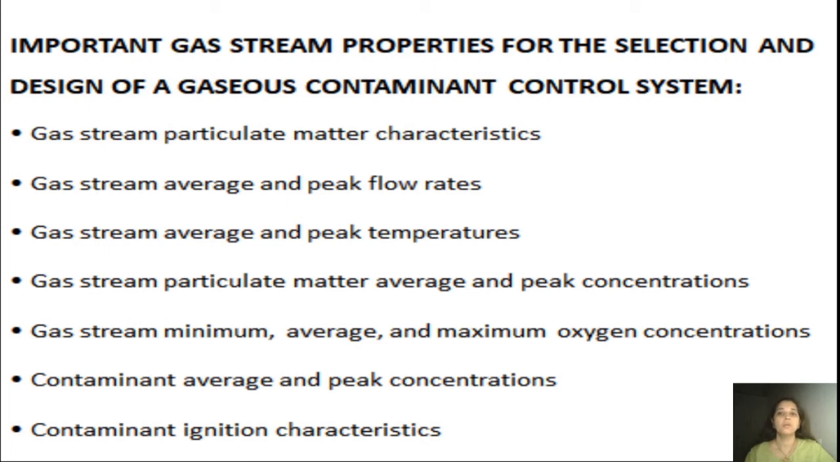So now, when you are going to design a gaseous contaminant control system, there are a few important points or properties to be considered when you are going to design the system for 100% efficiency, or maximum efficiency. So now let us see a few of the points. One would be in the context of particulate matter, which is the particulate matter characteristics, and second would be the average and the peak concentrations of the same.